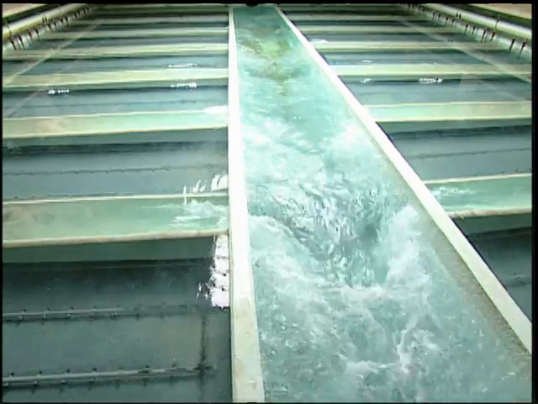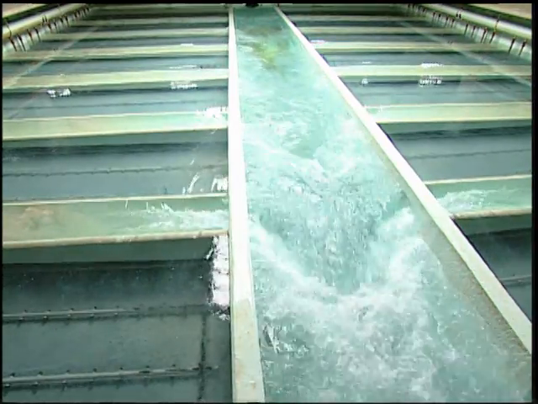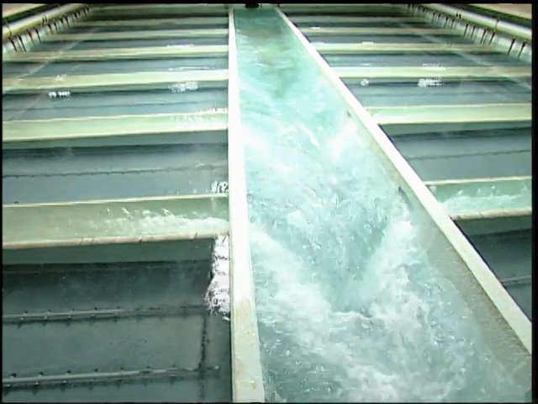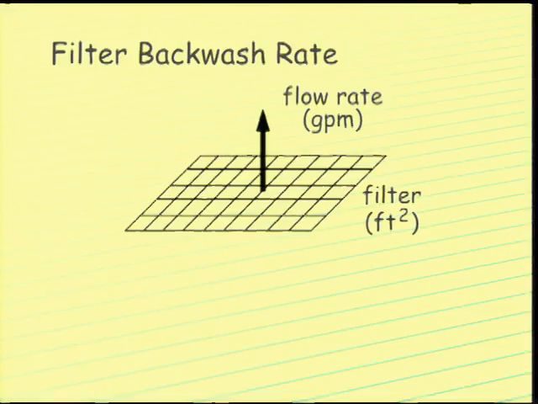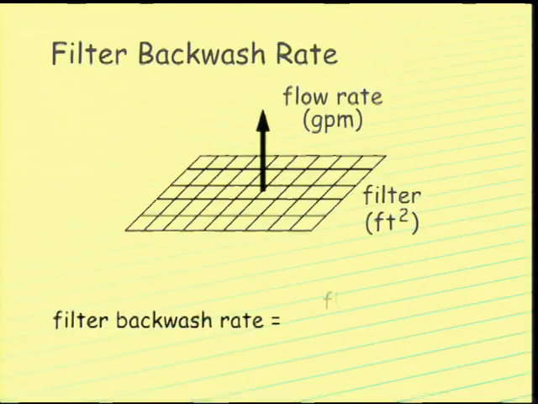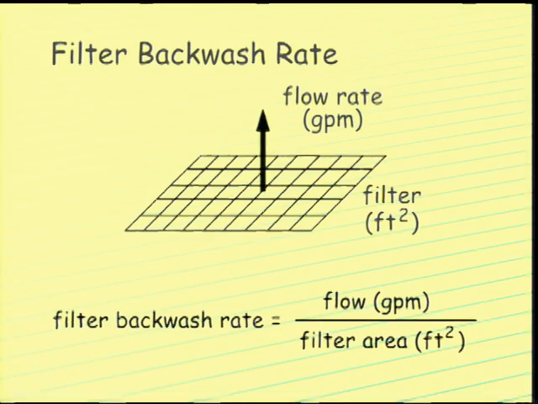The filter backwash rate is measured in gallons of water flowing upward each minute through a square foot of filter surface area. The units of measure for backwash rate are the same as those for filter loading rate, that is gallons per minute per square foot of filter area. That equation is filter backwash rate equals flow in gallons per minute divided by filter area in square feet.